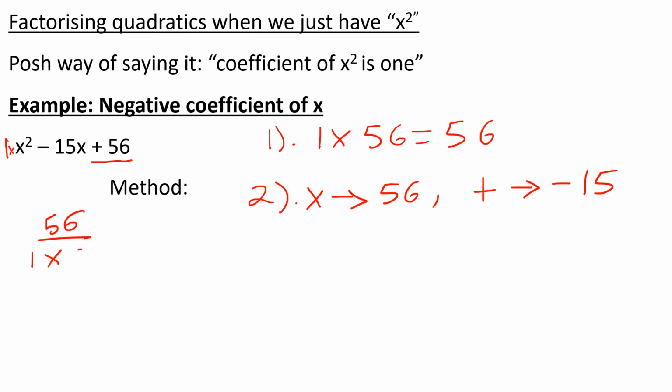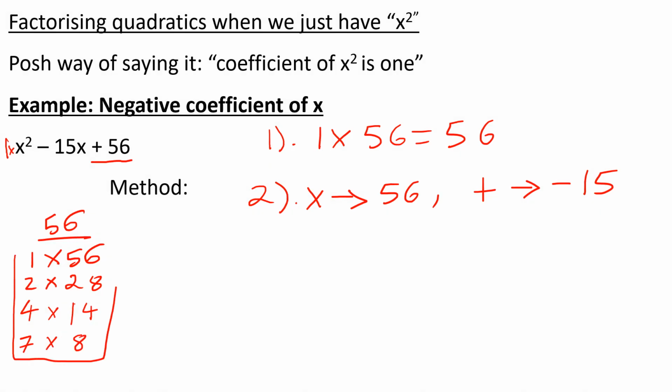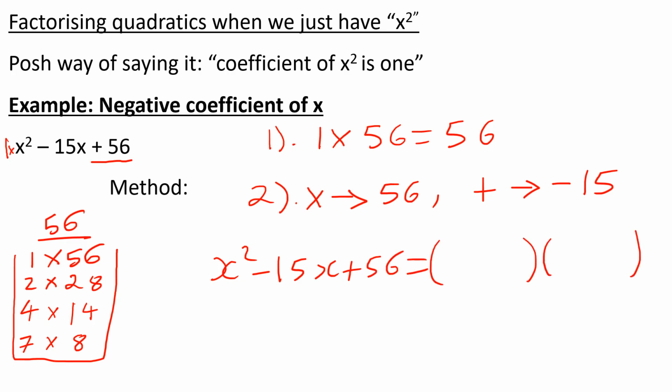1 times 56, 2 times 28, 4 times 14, 7 times 8, and that is it. So these are our factors of 56. So I know that x squared take away 15x plus 56 is going to be an expression where I have two brackets times together, an x and an x.